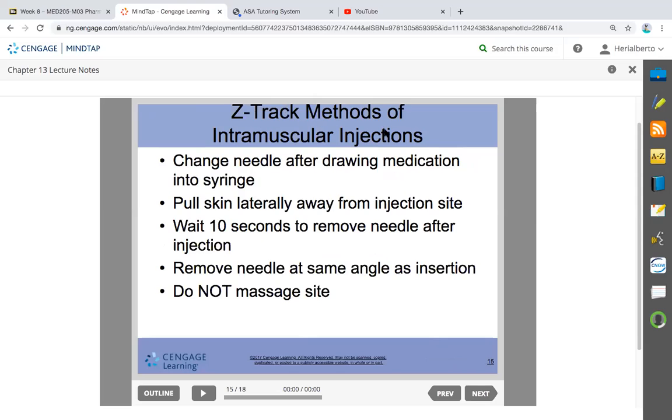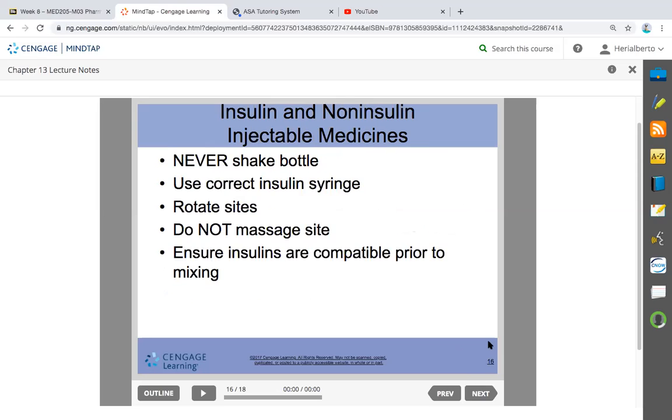Continuing with Z-track methods of intramuscular injections. Change needle after drawing medication into syringe. Pull skin laterally away from injection site. Wait 10 seconds to remove needle after injection, and remove needle at same angle as insertion. Do not massage the site in these cases.